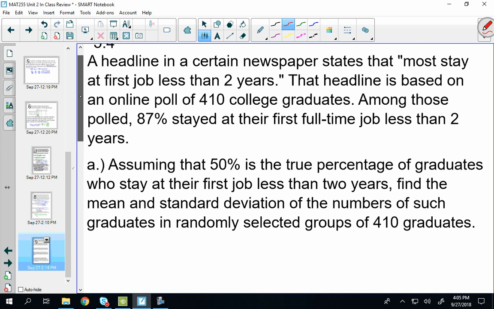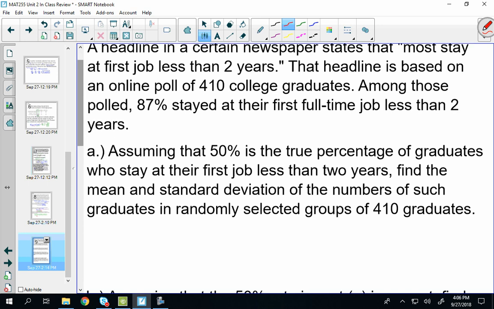So for this part A, I'm essentially ignoring that 87%, and I'm going to use 50% instead. Now this is a binomial probability distribution because there's only two ways, yes or no, right? Two options there, that they stayed at their job or they didn't. It's independent because at the very least it's a small group, and we can go from there. So our definition of our mean when we know it's a binomial distribution is n times p. Our n is the 410, the survey size. We're assuming the probability to be 50%, which gives us 205.